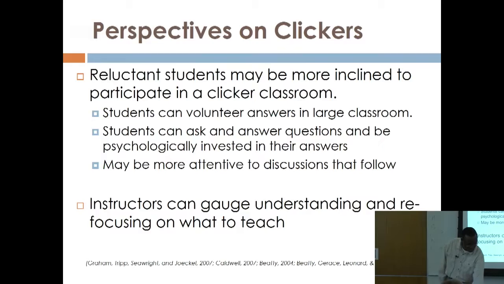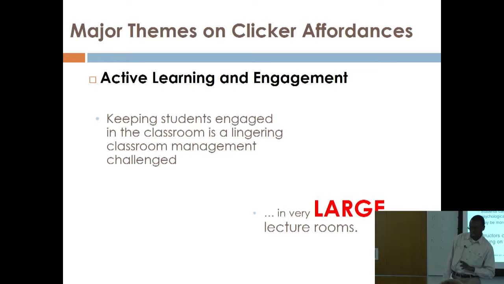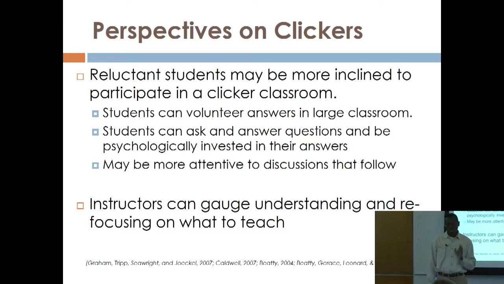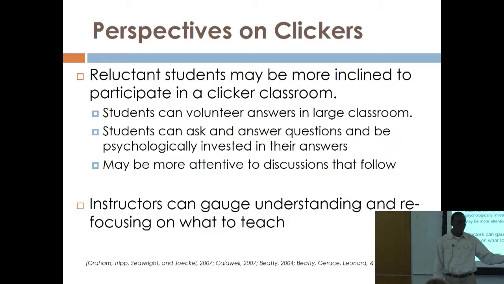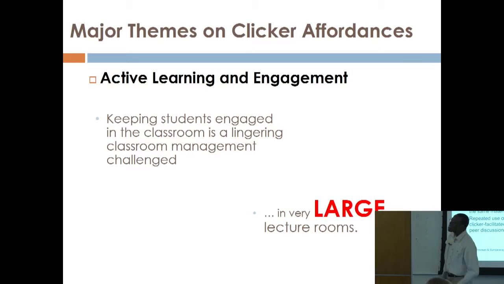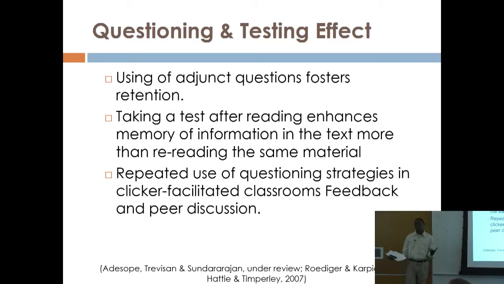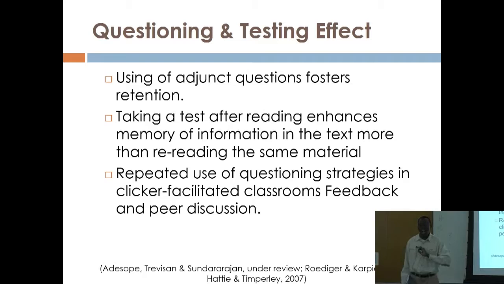Then as an instructor, you could gauge what students know and what they don't know. And what that does is you wouldn't be running over a section of the lecture you're giving because you know students aren't getting this. Or, oh, they've got this, I don't have to flog this anymore. Okay. Good for big classrooms. And the other thing about the clicker effect, why clickers might actually be effective in the classroom, is because of the questions themselves, or the question and testing effect. So research has shown that when we provide adjunct questions all through, you're going to foster retention.